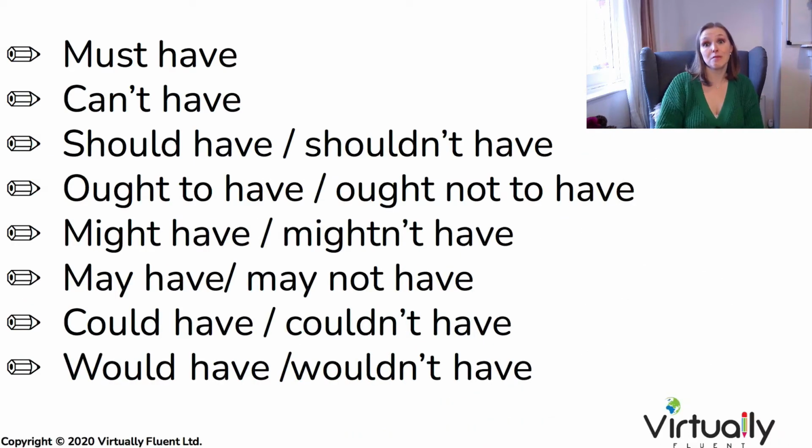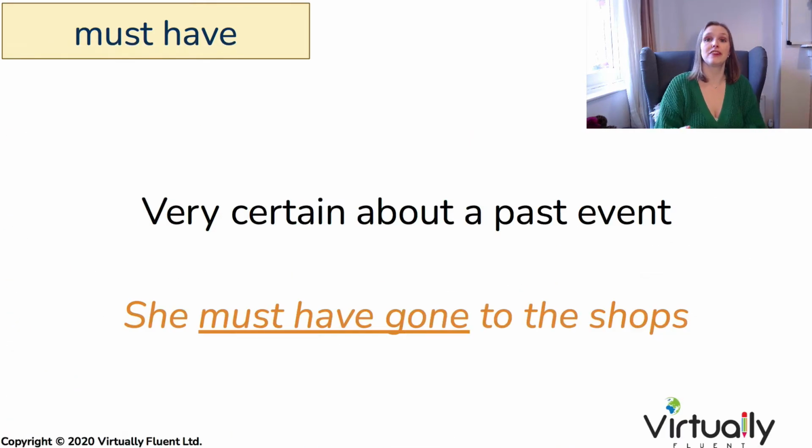Now, these are the modal verbs that we're going to look at today. We're going to quickly review their definition and use, and then see an example sentence, and we will summarize everything at the end of the video. So let's start with the strongest past modal verb, which is must have. Now, this is used to show pretty much 100% certainty about a past event that has finished and that has happened. For example, she must have gone to the shops, because there's no other explanation.